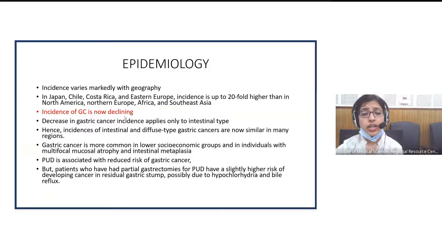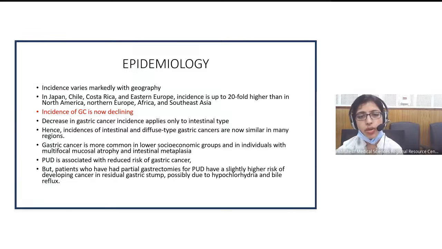Also, it's important to note that this declining trend is seen mainly in the intestinal type of gastric cancer, but not in the diffuse type. It was the intestinal type of gastric cancer which was most common in these regions of high incidence. And with the decline in the incidence of intestinal type gastric cancers, both intestinal and diffuse type cancers are now seen with a similar incidence in many regions.